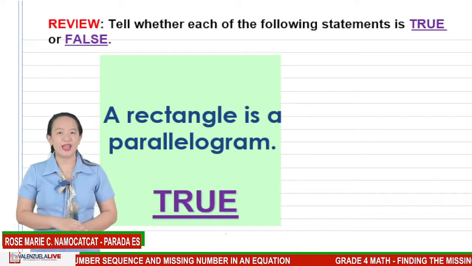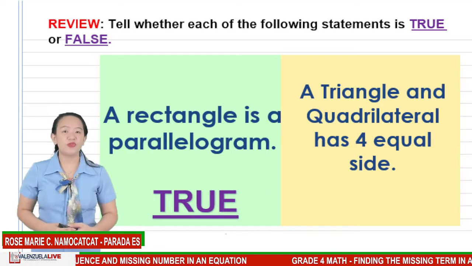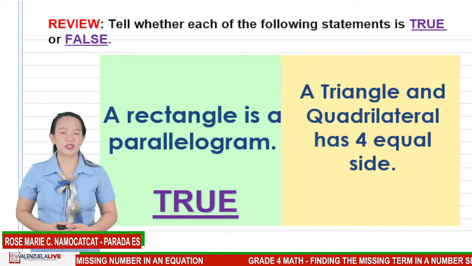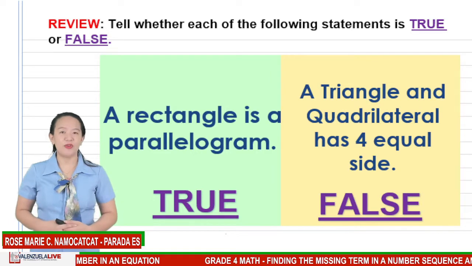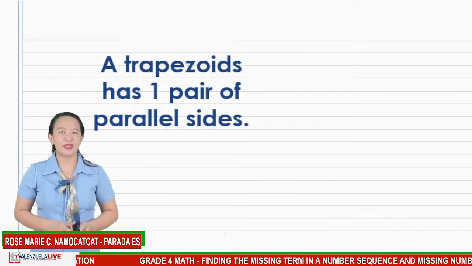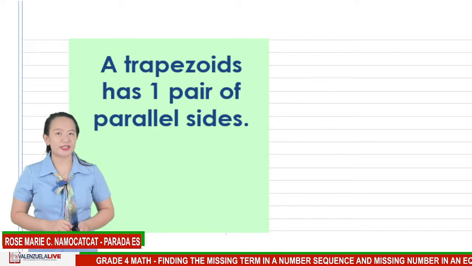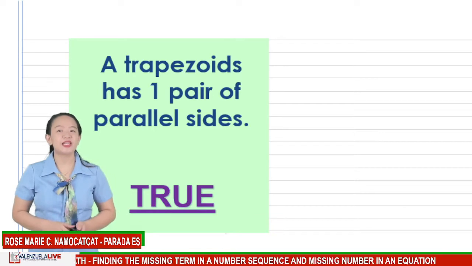Very good. Next, a triangle and quadrilateral has 4 equal sides. Is it true or false? Great. It is false, because a triangle has only 3 sides. Next, a trapezoid has 1 pair of parallel sides. Is it true or false? Okay, the answer is true.